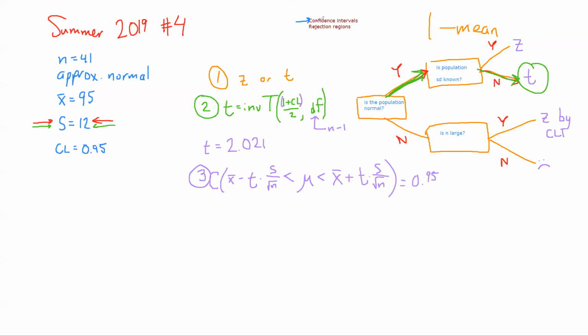But realistically, all your professor is going to ask for is what is the lower bound of the confidence interval, what is the upper bound of the confidence interval. So we have all these numbers. We have x bar, we have t, we have s, and we have n. Taking all these values and plugging them in here and here is going to get your answers. I'm going to go ahead and do that. So we're looking at 95 minus 2.021 times 12 over square root of 41. That comes out to be 91.21.